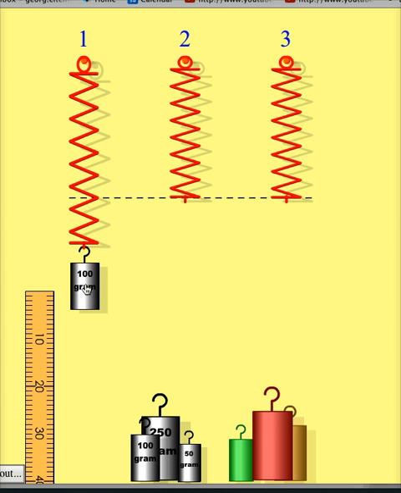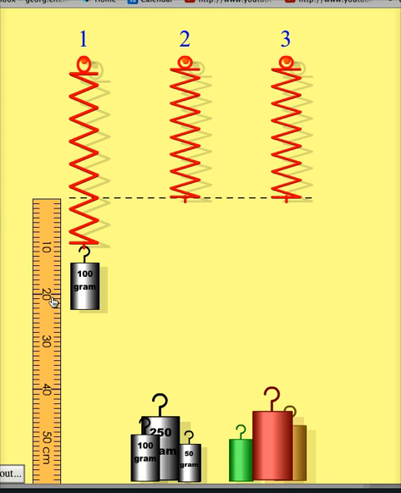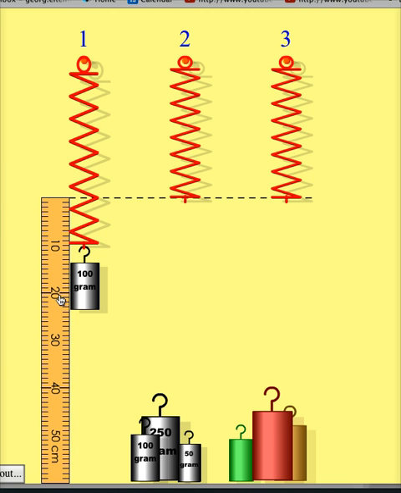Now, we don't really know what value of K this spring has, but let's have a look. If I put on 100 grams, I've moved this from the rest position about 10 centimeters. So 100 grams has moved 10 centimeters. Let's think about what that could mean for the spring constant.